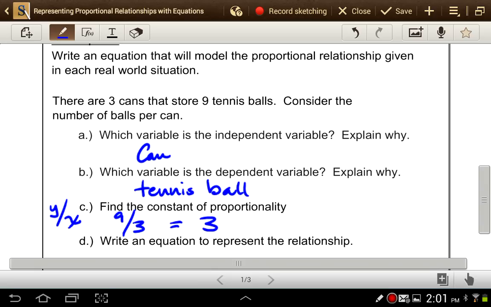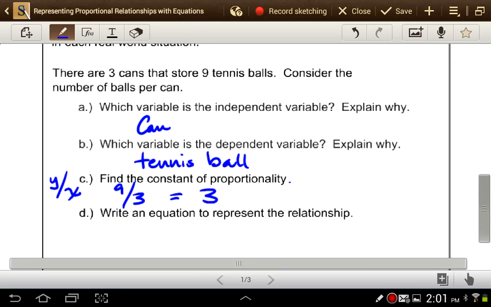Okay, what does that mean? That means that we have 3 tennis balls per can. That is what this means. If I were to write that out as a unit rate, it would be 3 tennis balls per can. The constant of proportionality is a number, 3.